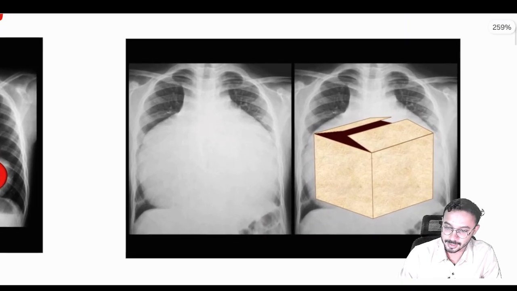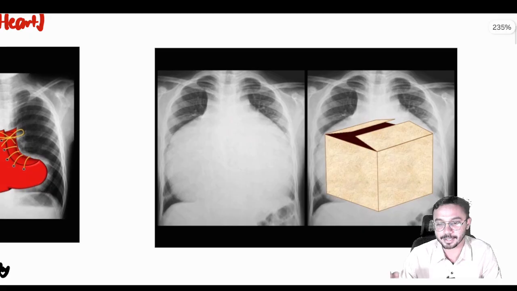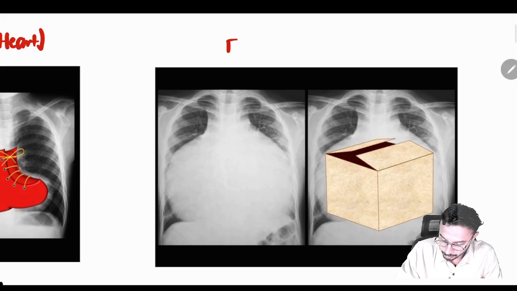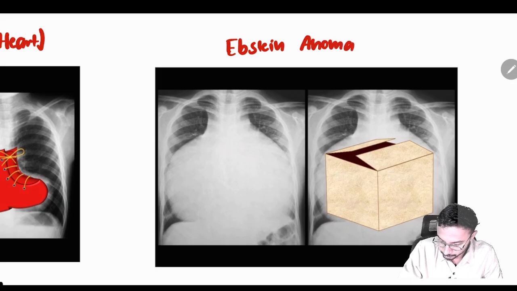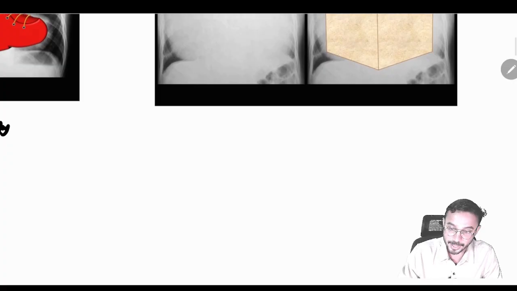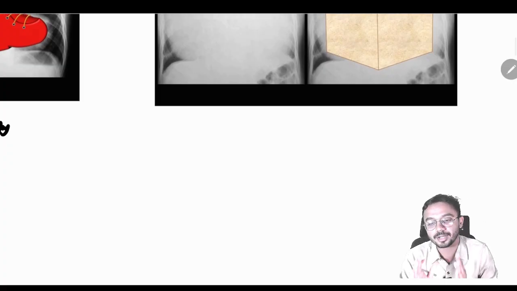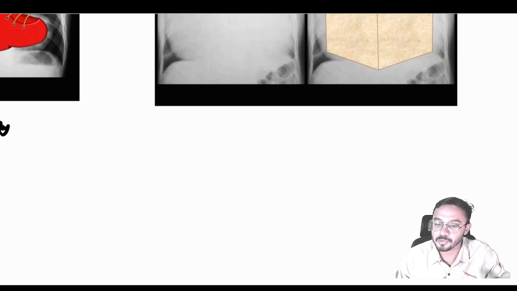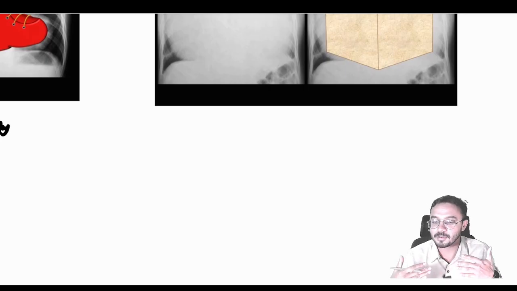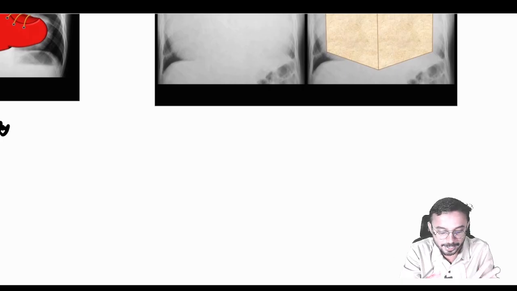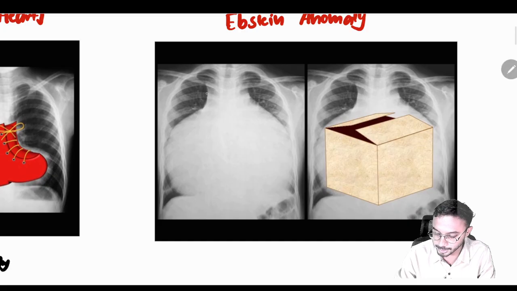And next, what is this? This is a box-shaped heart, which you will find in Ebstein anomaly. What happens in Ebstein anomaly? Because of the downward displacement of the tricuspid valve, blood moves from the right ventricle back into the right atrium. So you get a bigger right atrium. Look, the right atrium is very big, and you will not find much right ventricle.